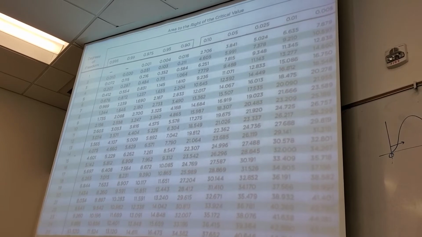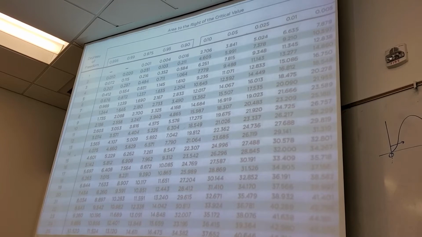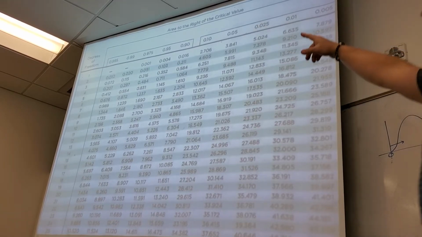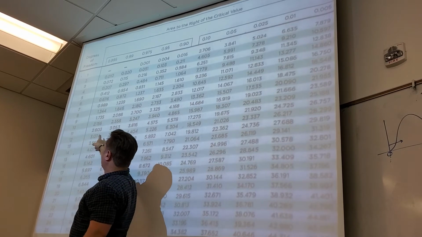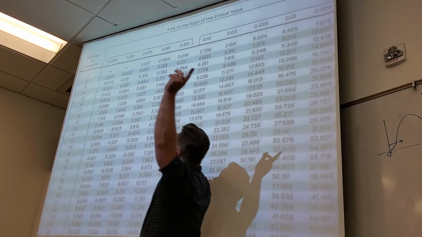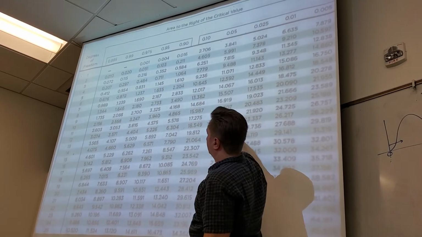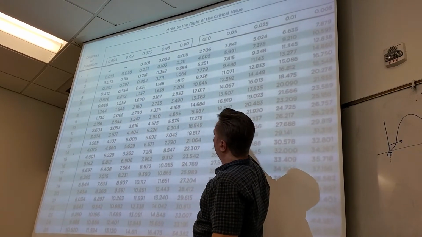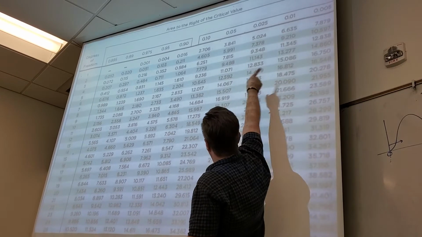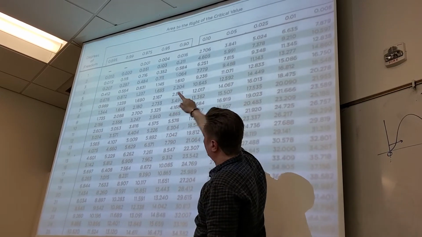So what do you guys get? Anybody got that chi-square score yet? Degrees of freedom are 11. Right? Degrees of freedom are 11. And then I go over until I get to 0.05. So it looks like this one right here, right? Cool. What was it yesterday? I can't remember.